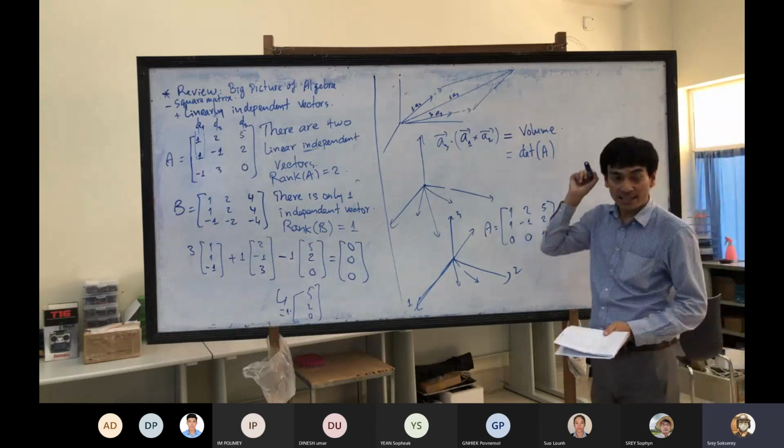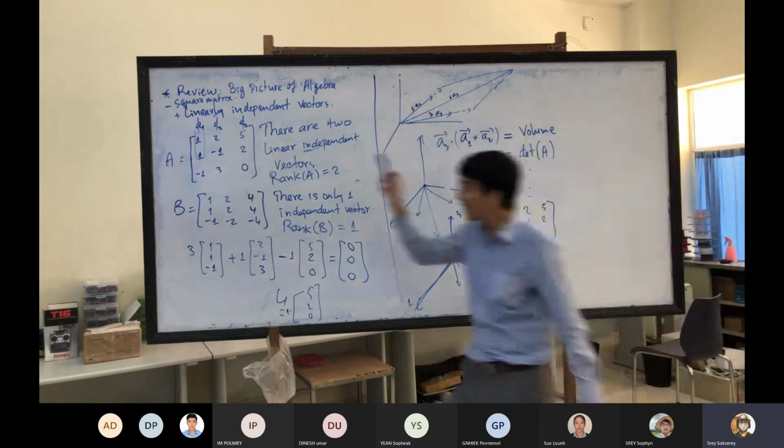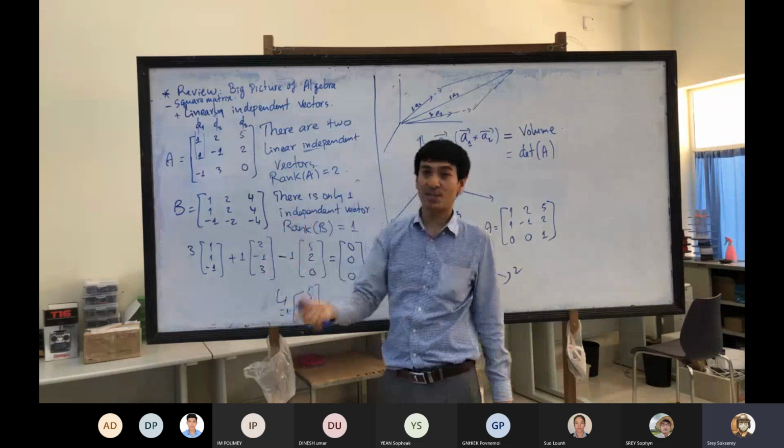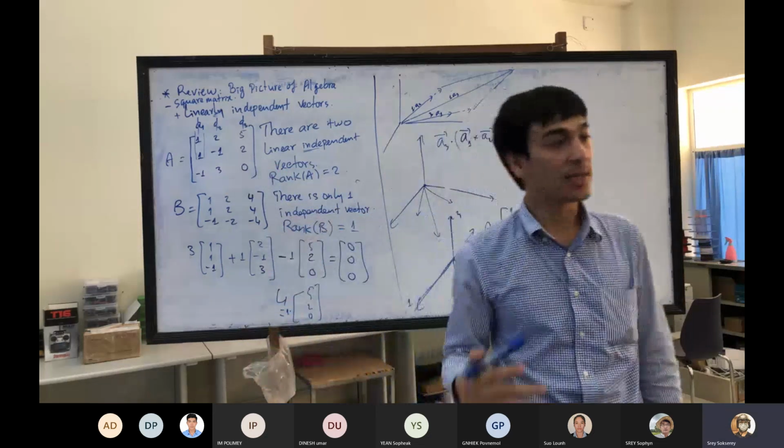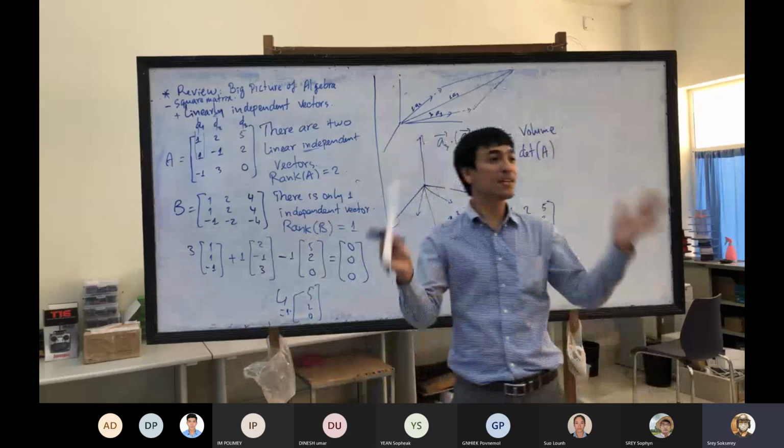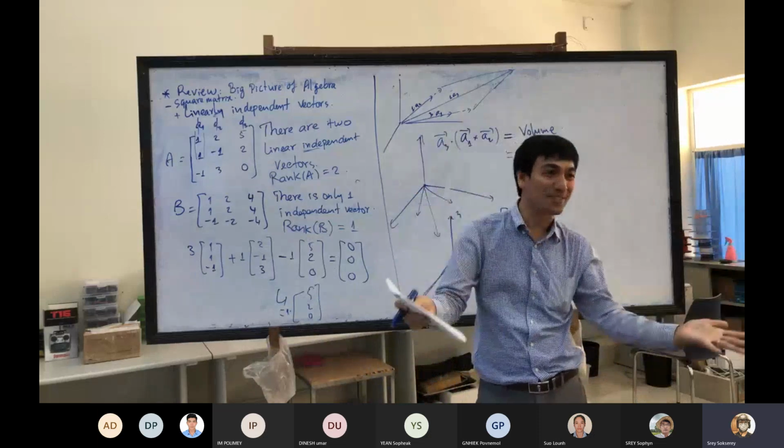Today you just remember that the determinant of a matrix in 2 dimensions or in 3 dimensions, the geometry of determinant is volume. 4 dimensions is also volume, but volume in 4 dimensions.